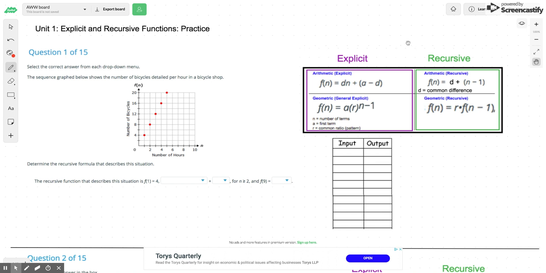Hello everybody, today we're going to work on some practice problems from your very first tutorial in Unit 1, Explicit and Recursive Functions. Okay, so let's look at the first one.